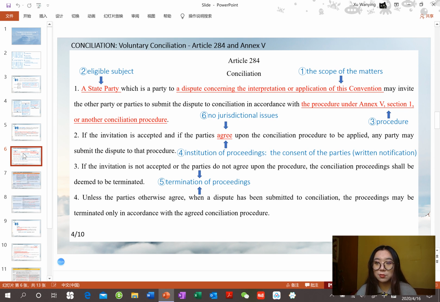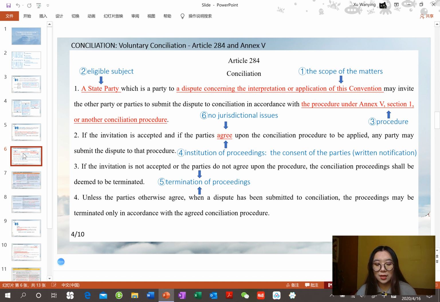The parties to the dispute may use the procedure under Annex 5 Section 1 or may adopt another conciliation procedure by agreement. But no matter what procedures are adopted, they shall obtain the consent of the parties to the dispute. At the same time, since the constitution of the Conciliation Commission is based on the consent of the parties, there will be no jurisdictional issue in the voluntary conciliation proceedings.